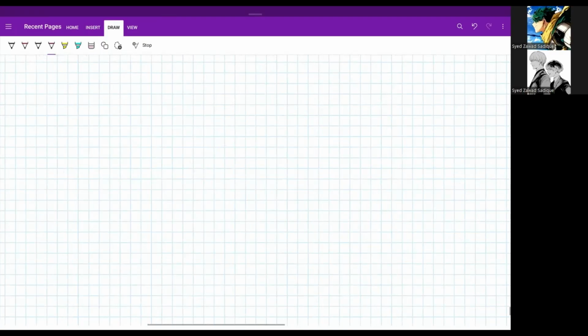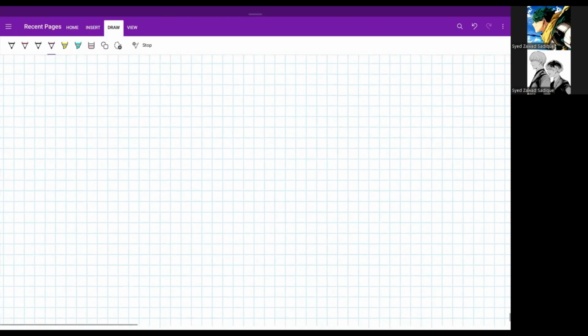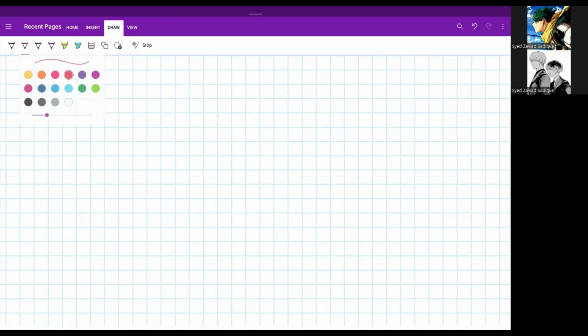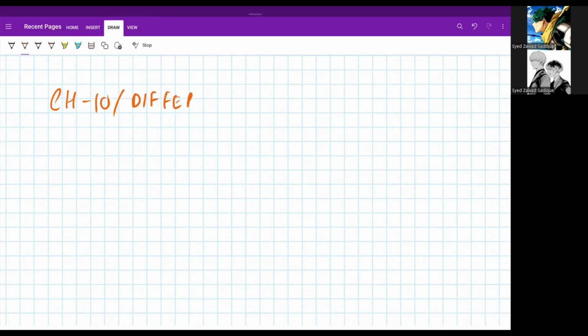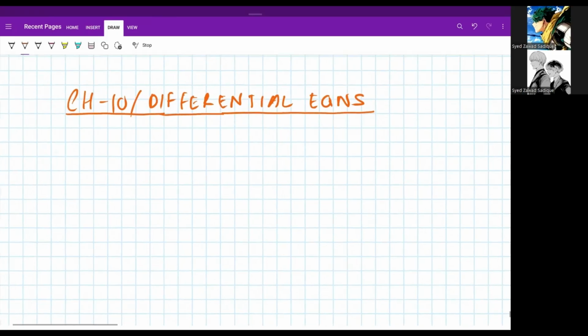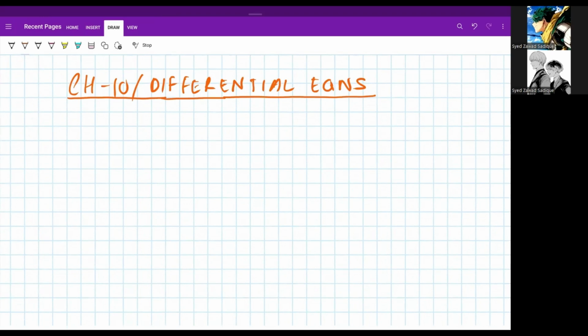Now we can move on to chapter 10, that is differential equations. Again, for differential equations, I would also like to start with an overview. I won't give you guys so much of an overview, but you'll see.